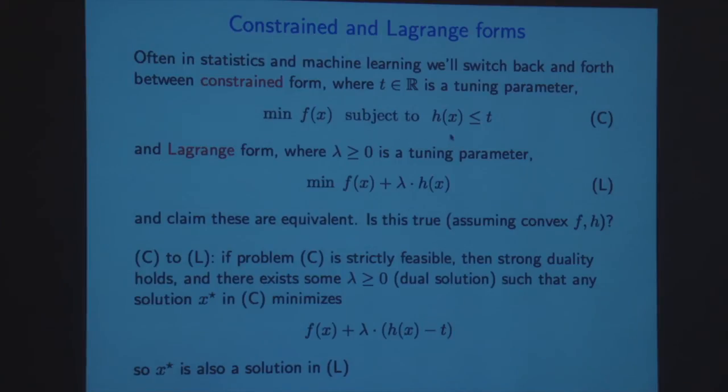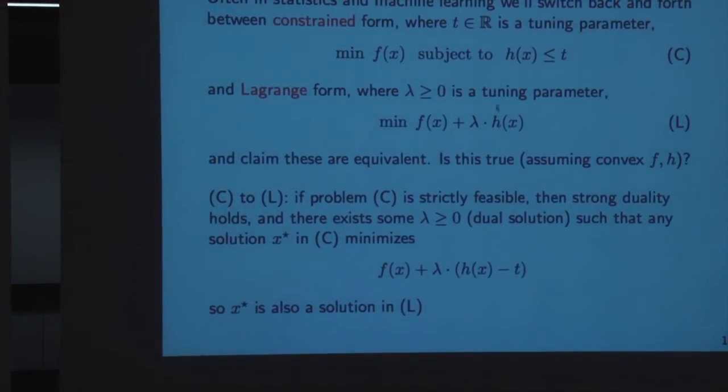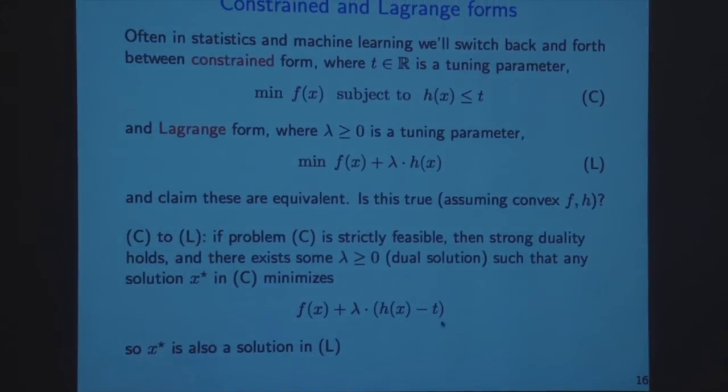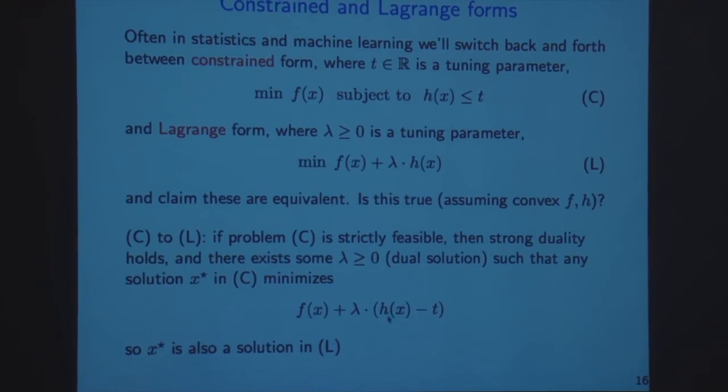That means there's going to be some lambda, which is bigger than or equal to 0. That's going to be the dual variable corresponding to this constraint, such that the primal solution is going to minimize the Lagrangian at that lambda. That's just stationarity. So we've just said that if strong duality holds, then the KKT conditions must hold. In particular, the stationarity condition must hold. And that says that the solution to this problem has to minimize the Lagrangian, which means that x minimizes f of x plus lambda times h of x.